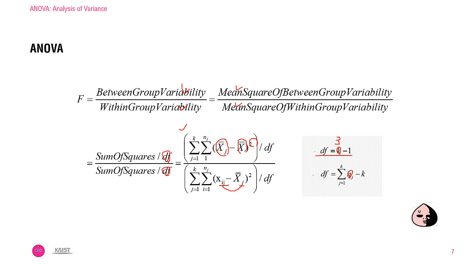So as this formula explains, the second degree of freedom refers to the sum of sizes of all groups. So you add all the sizes of the groups and you subtract the number of groups.